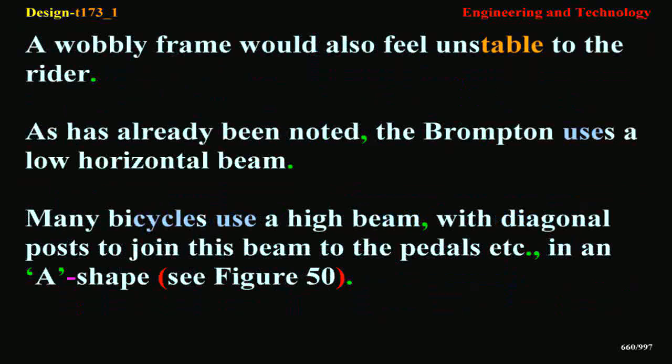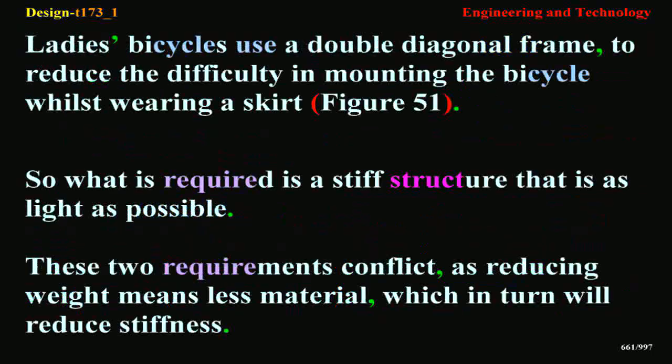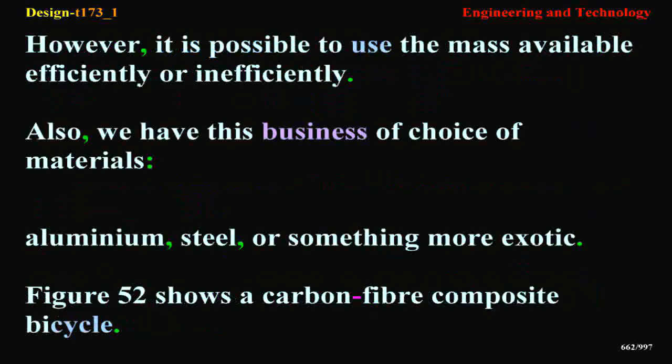Many bicycles use a high beam, with diagonal posts to join this beam to the pedals etc., in an A-shape, see figure 50. Ladies' bicycles use a double diagonal frame, to reduce the difficulty in mounting the bicycle whilst wearing a skirt, figure 51. So what is required is a stiff structure that is as light as possible. These two requirements conflict, as reducing weight means less material, which in turn will reduce stiffness. However, it is possible to use the mass available efficiently or inefficiently.